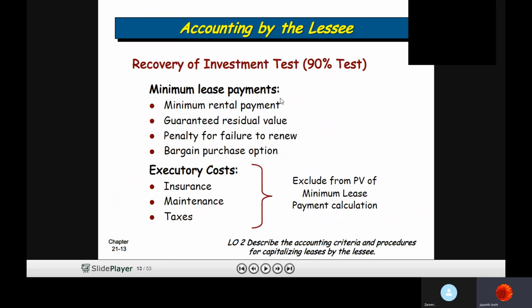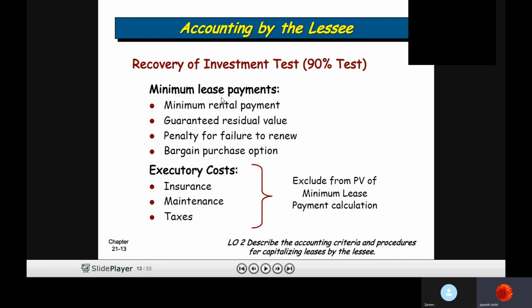So the recoverability test: minimum lease payments, minimum rental payment, guaranteed residual value, penalty for failure to renew, and bargain purchase option. Executory cost, what are we discussing here? You are making an investment, and recovery of that investment. So 90% test.